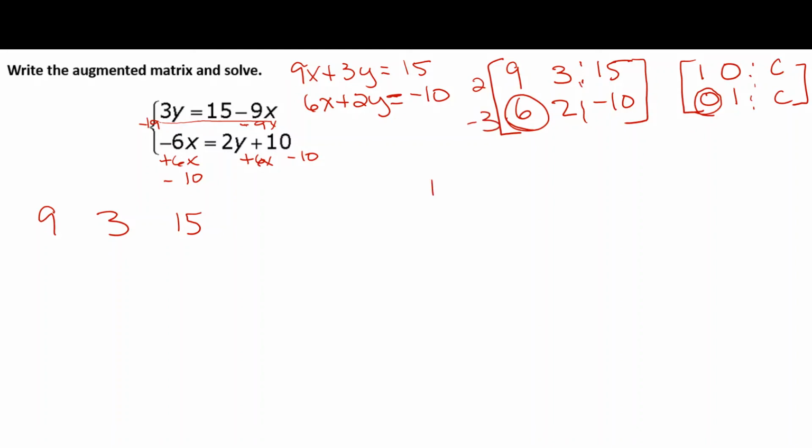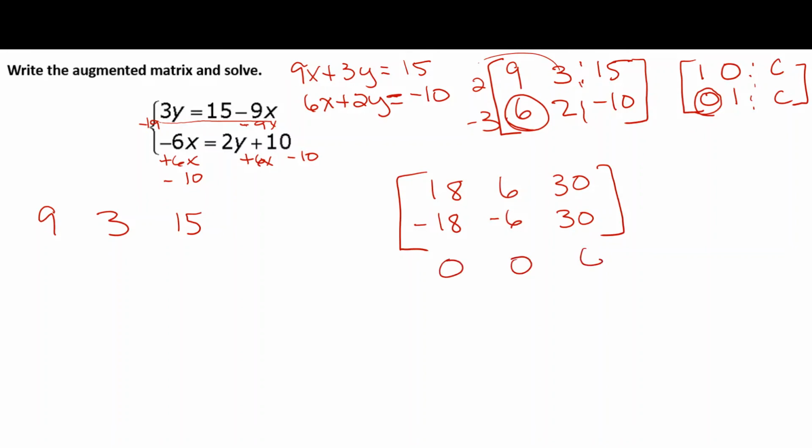2 times 9 is 18, 2 times 3 is 6, and 2 times 15 is 30. Negative 3 times 6 is negative 18, negative 3 times 2 is negative 6, and negative 3 times negative 10 is a positive 30. And I look at this, and when I add these two together, I end up with 0, 0, 60. All right, which would come over here, 0, 0, 60.